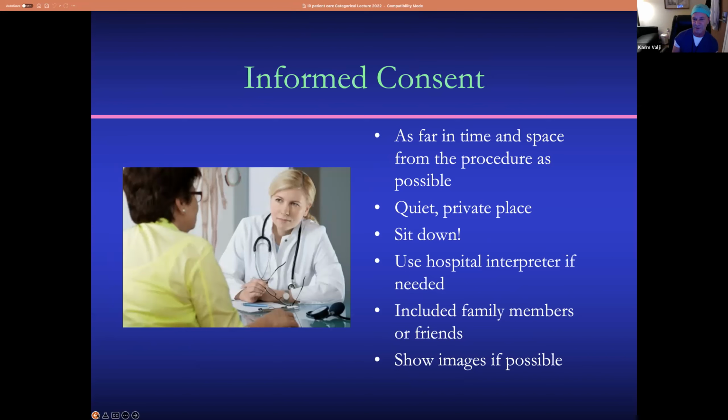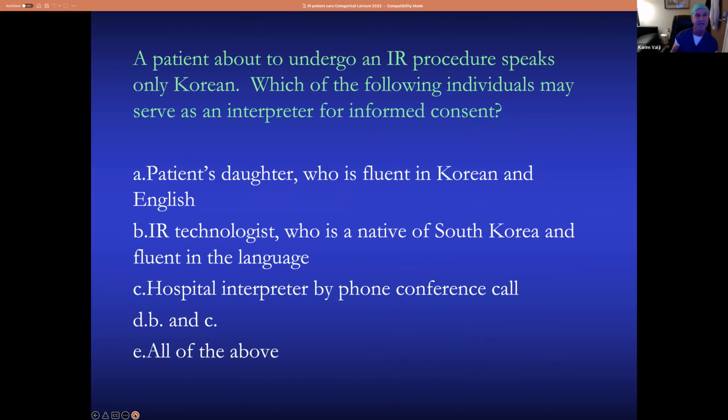Use a hospital interpreter if needed. That's required. You can't use the family. Include family members if possible in the consent. Anybody that's around that is involved with that patient should hear about what you're doing. And if you can show images, that's really, really appreciated.